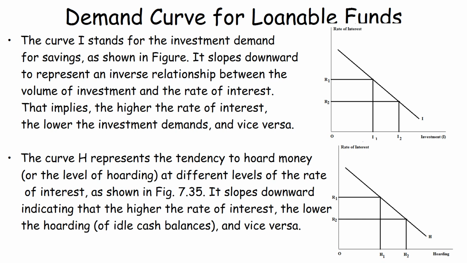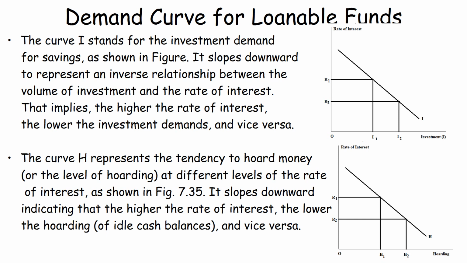How can we derive the demand curve for loanable funds? In the first diagram, the curve I stands for investment demand for savings. It slopes downward to represent an inverse relationship between the volume of investment and the rate of interest. This implies that the higher the rate of interest, the lower will be the investment demand, and vice versa.